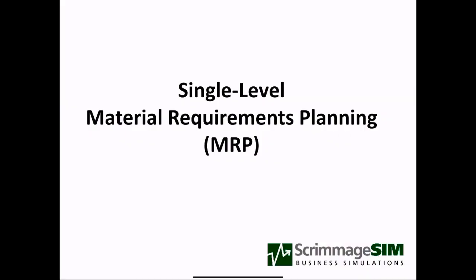Single Level Material Requirements Planning, or MRP, is when we look at the finished product and figure out the quantity and timing of production or purchase orders for components, assemblies, parts, and materials that go directly into that finished product. So there's just a single relationship: the finished product and those things that directly go into that final assembly.